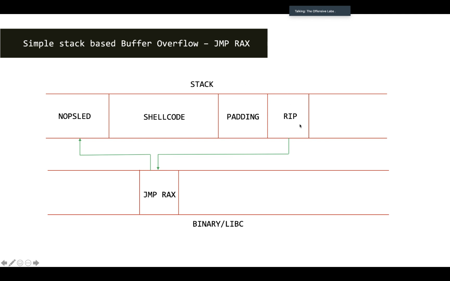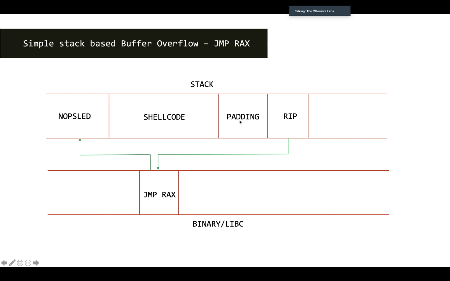So when you overwrite the EIP register, you will place an address that has the instruction jump RAX. So the moment the return gets executed, it will basically execute jump RAX. So the control will be jumped to this NOP sled.